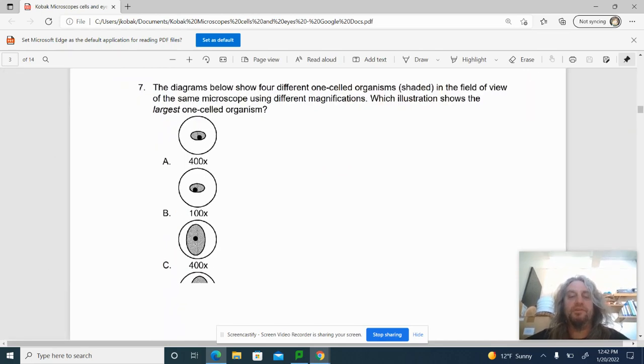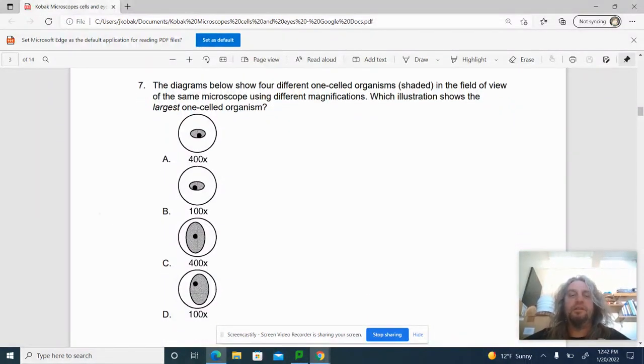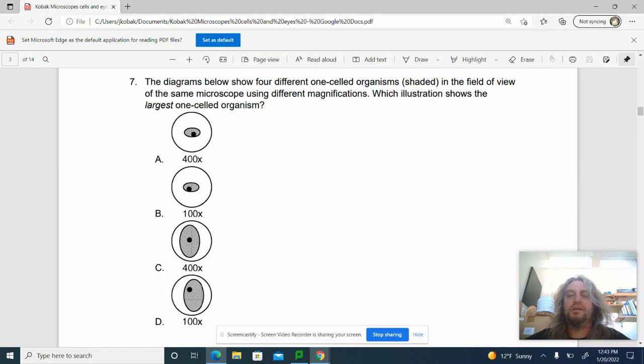Oh, I love this question. The diagrams below show 4 different one-celled organisms, shaded, in the field of view of the same microscope but at different magnifications. Which illustration shows the largest one-celled organism? A, which is at 400x, B, which is at 100x, C, which is at 400x, D, which is at 100x.